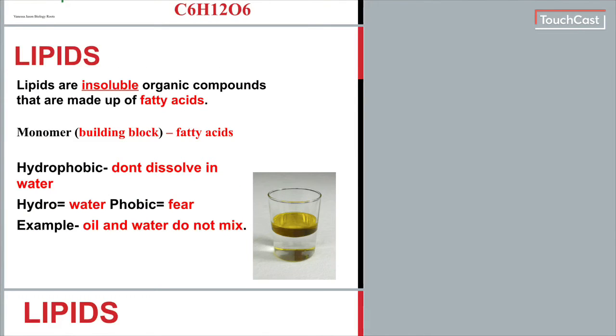The next macromolecule we're going to talk about are lipids. Lipids are insoluble organic compounds that are made up of fatty acids. The monomer, or building block, of a lipid is a fatty acid. They are hydrophobic, which means they don't dissolve in water, because hydro means water and phobic means fear. An example of the hydrophobic properties of lipids is when you pour oil into water and they do not mix.